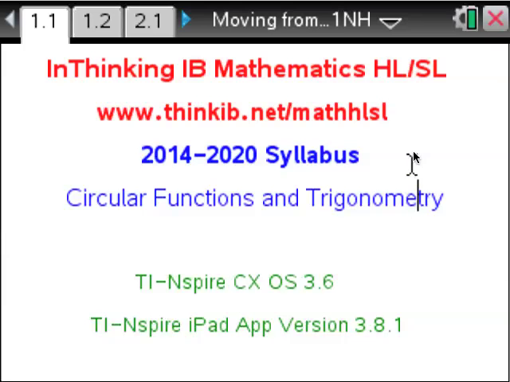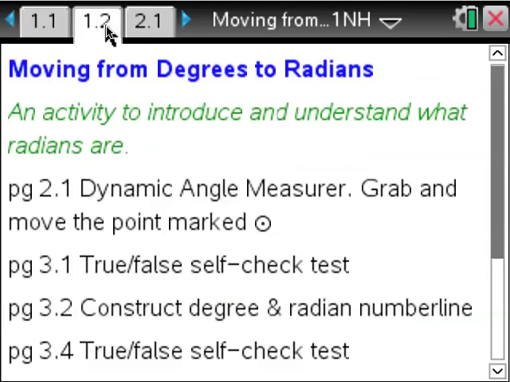Okay, this document links to the circular functions and trigonometry topic of the IB Maths course. It's focusing purely on students moving from degrees to radians. They've been using degrees for many years, and the step up to radians is quite a big one.